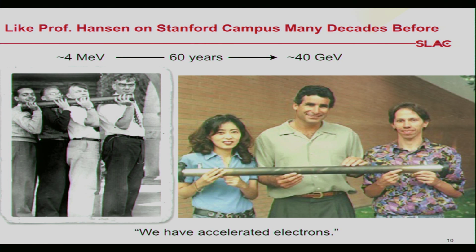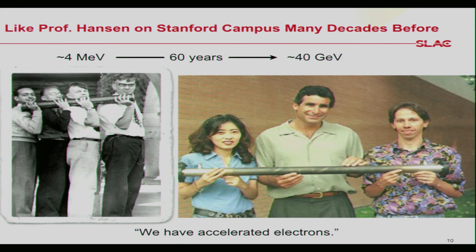Now, we should not be afraid to dream big and have big aspirations. In fact, Stanford has a tradition of this. Here's a picture of Professor Hansen down on the Stanford campus about 60 years ago, where this is one of the early prototype structures before the SLAC linac structures, where they were very proud of the fact that this structure was so small that they could fit it on their shoulders, and they used this structure to make electrons which were about 4 MeV of energy.